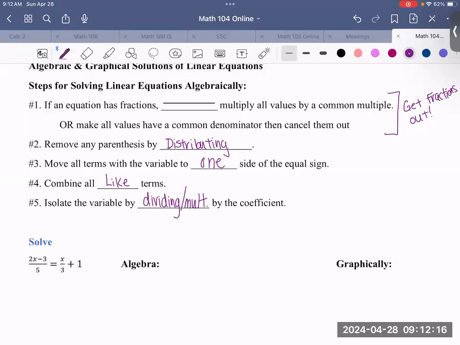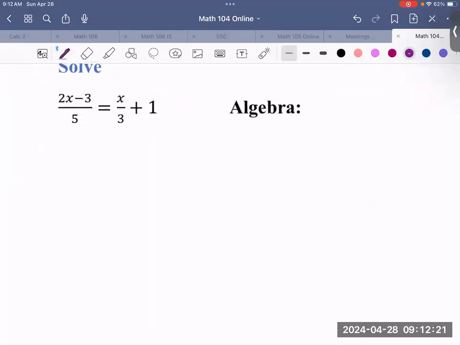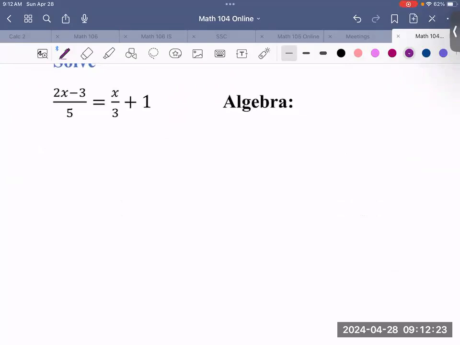So let's try it on this first one. It says solve, and we have two sides of the equal sign with multiple different fractions. So first thing we can do is, and I'll show you two different ways to do it algebraically, is either to multiply all of these values by a common multiple.